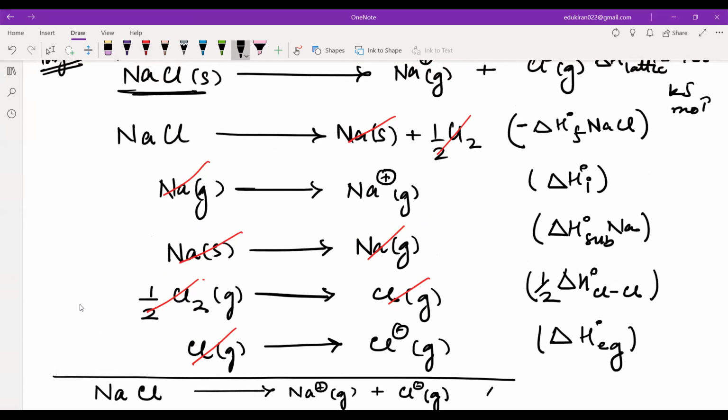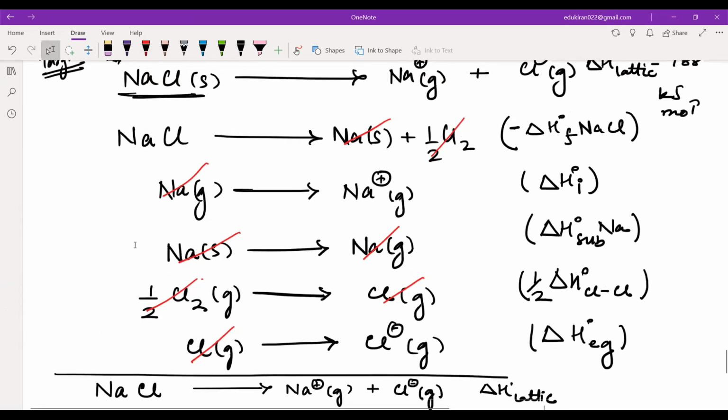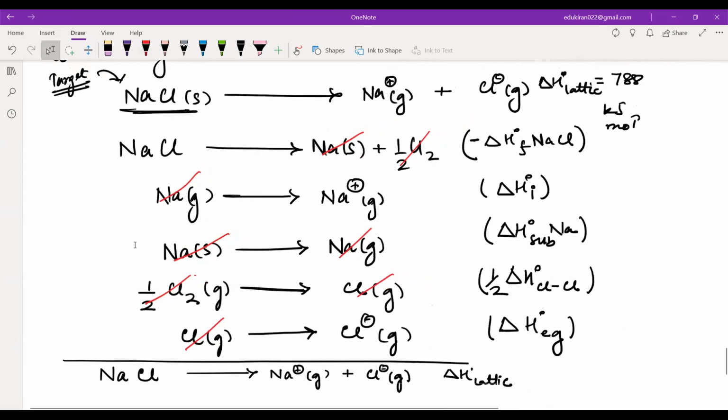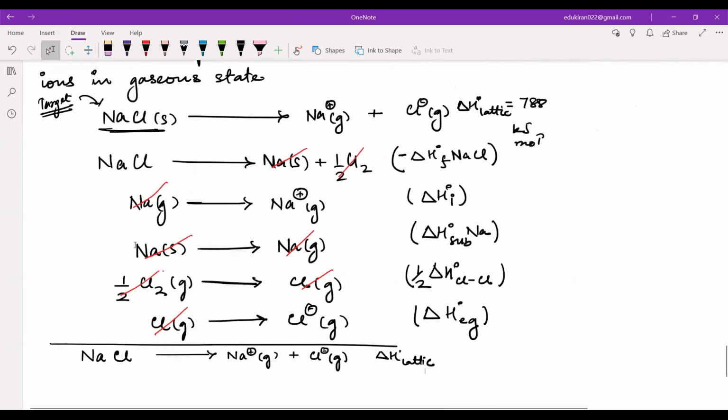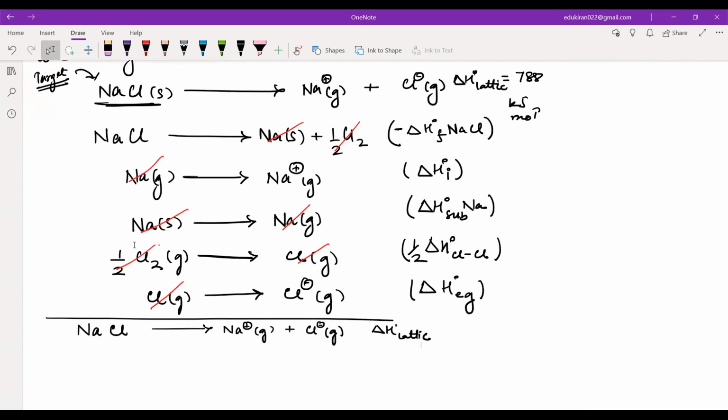Now this is what we call delta H naught of lattice, and it is the sum of all these energies. Yes or no, guys? Yes. This is the sum of all of these energies. So this is what we have done. Now we can look up all of these values from the data booklet, and then we can calculate and tell the lattice enthalpy of NaCl.